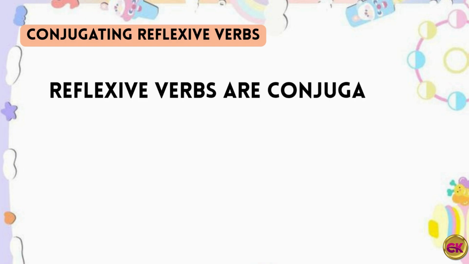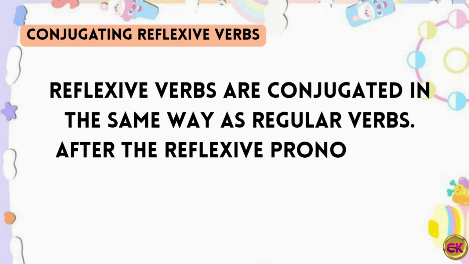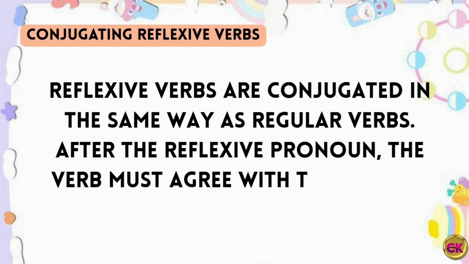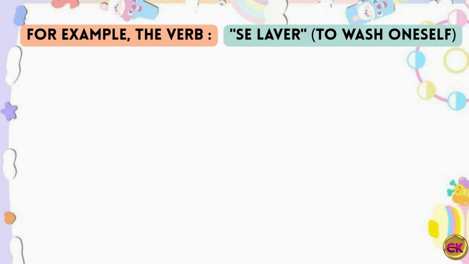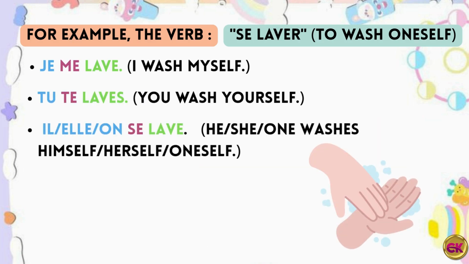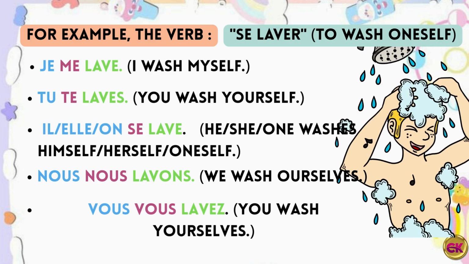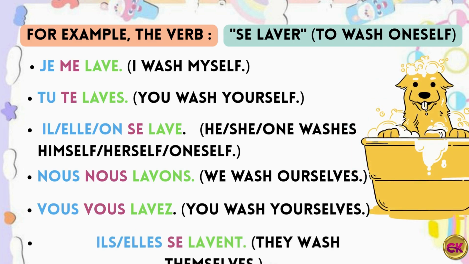Conjugating reflexive verbs. Reflexive verbs are conjugated in the same way as regular verbs. After the reflexive pronoun, the verb must agree with the subject. Let's see an example for all the subjects with the verb se laver. Je me lave. Tu te laves. Il se lave, elle se lave, on se lave. Nous nous lavons. Vous vous lavez. Ils se lavent, elles se lavent.